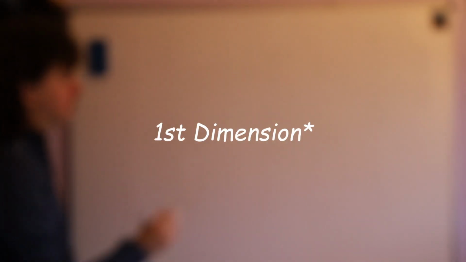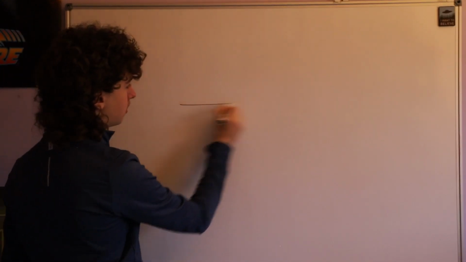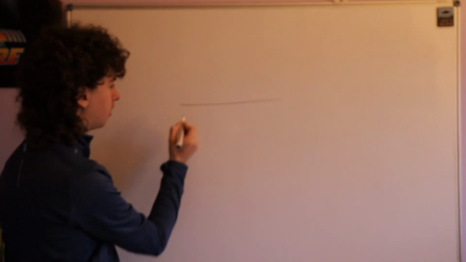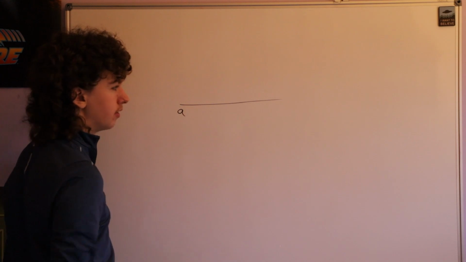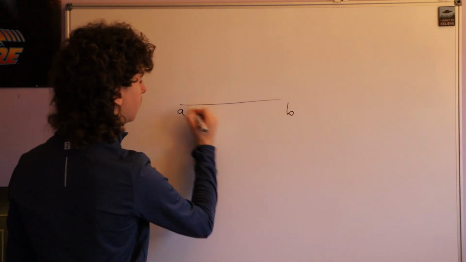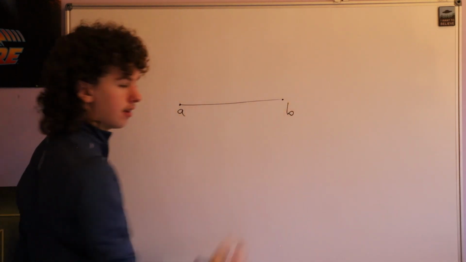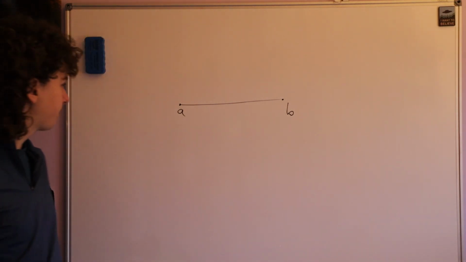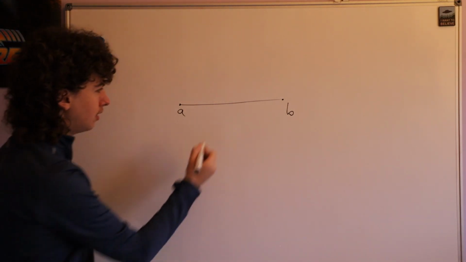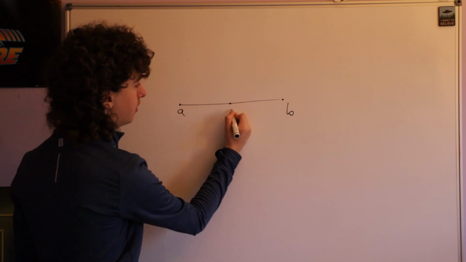And the longest distance is going to be the square root of 2. In the second dimension, we have a line with start A and end point B. And this is our centre, C.